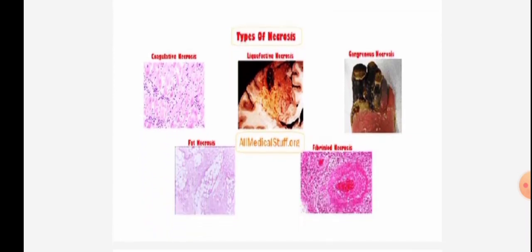These are the pictures showing the types of necrosis: coagulative necrosis in microscopic view, liquefactive necrosis, gangrenous necrosis in a leg and foot, and fibroid necrosis.